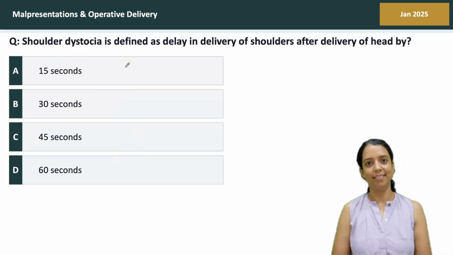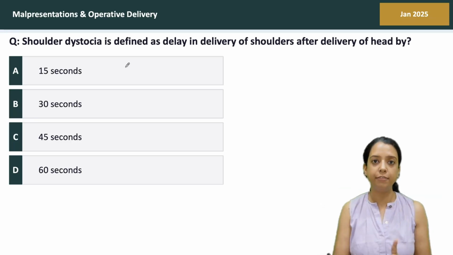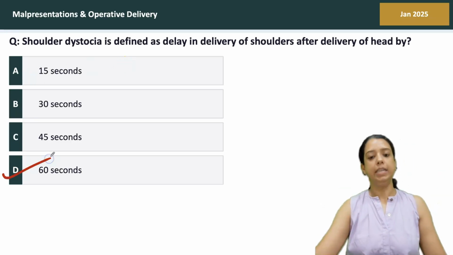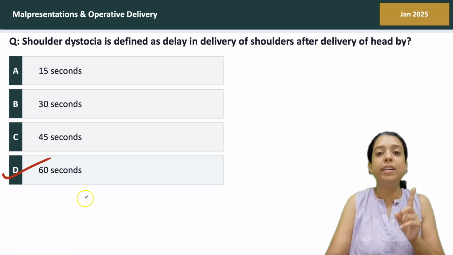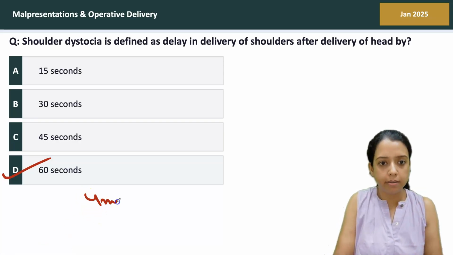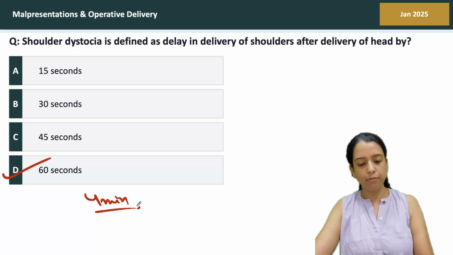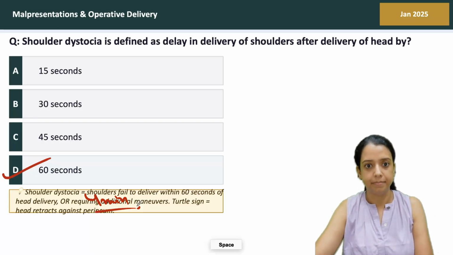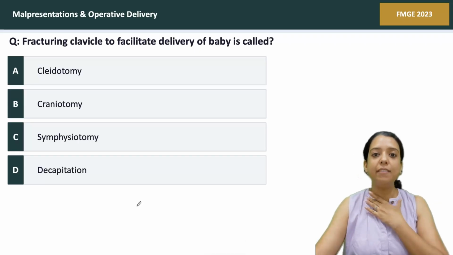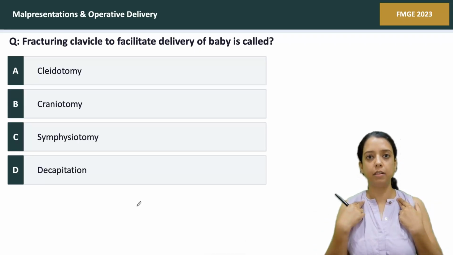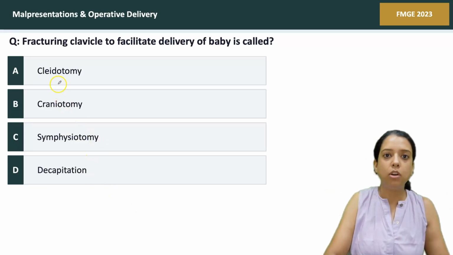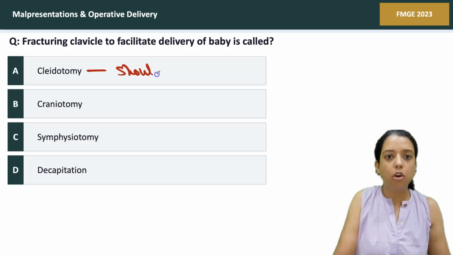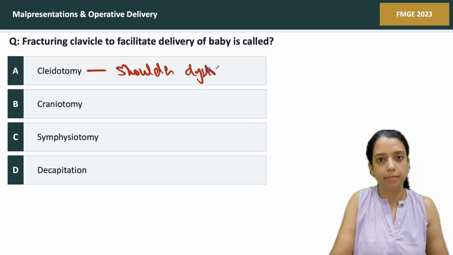What is shoulder dystocia? Head comes out, but shoulder doesn't follow even after 1 minute. That is shoulder dystocia. Once shoulder dystocia has been diagnosed, the delivery should take place within 4 minutes, otherwise baby will have hypoxic brain injury. Fracturing clavicle to facilitate delivery. Why do you fracture clavicle? If I want to reduce this diameter, it means shoulder dystocia. What do we call it? Cleidotomy. And cleidotomy is done in shoulder dystocia.